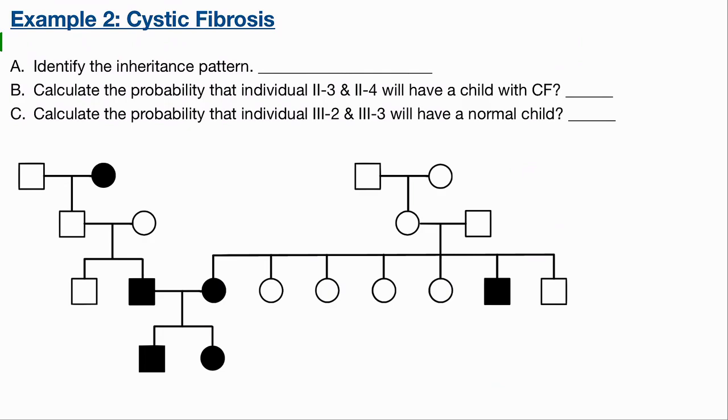Let's try this example 2 on cystic fibrosis. So the first question says identify the inheritance pattern. And then we have to calculate the probability that this individual 2-3 and 2-4 will have a child with cystic fibrosis. So let's figure out, is it autosomal dominant, autosomal recessive, X-linked dominant, X-linked recessive? How do we figure this out?